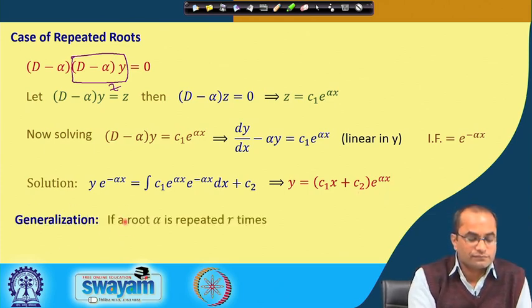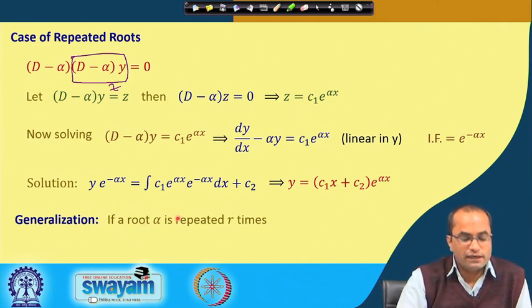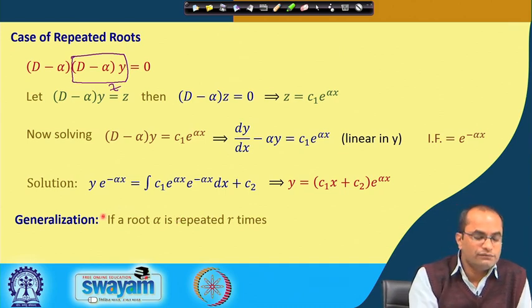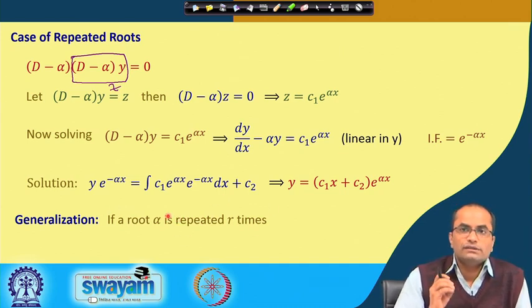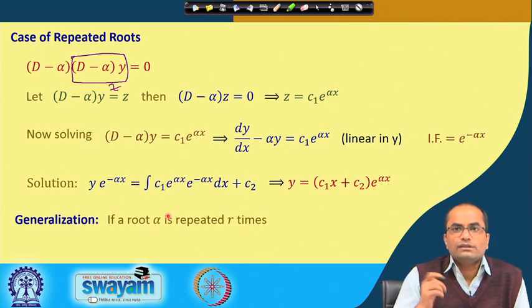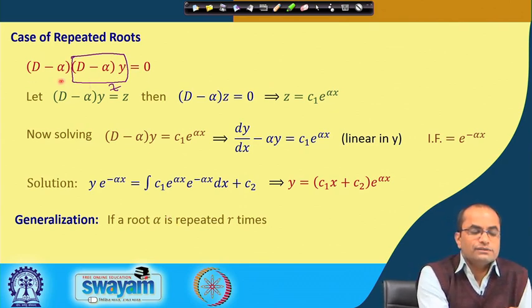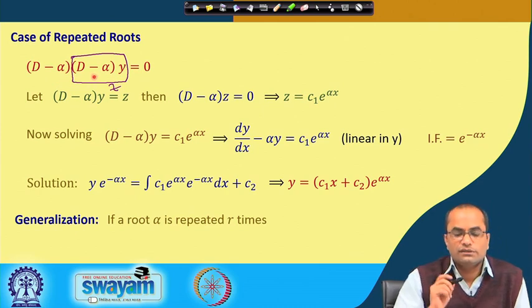The generalization of this we can also get when we have alpha repeated r times. When we have a general nth order equation, we will get n roots, and some of them may be repeated. So, here we assume that we have the root alpha repeated r times. For example, in the second order equation we have discussed, alpha was repeated 2 times.